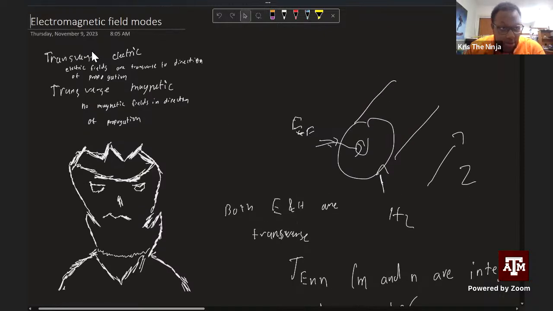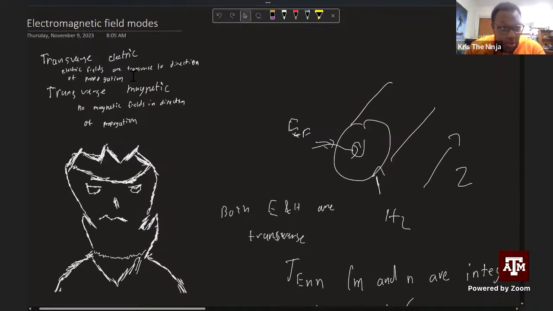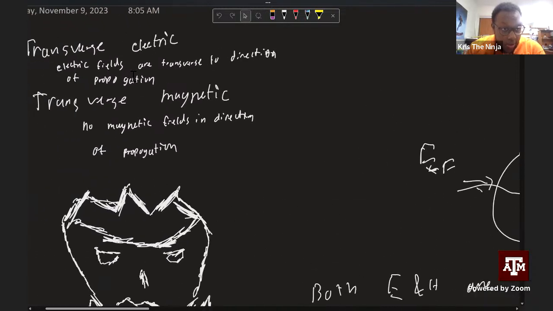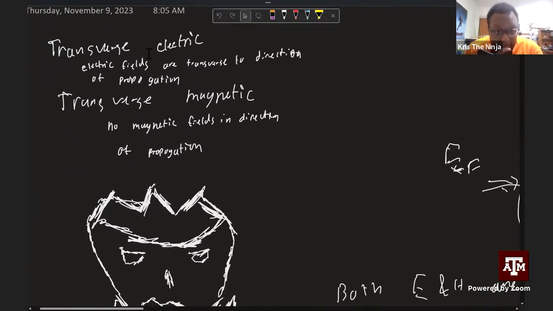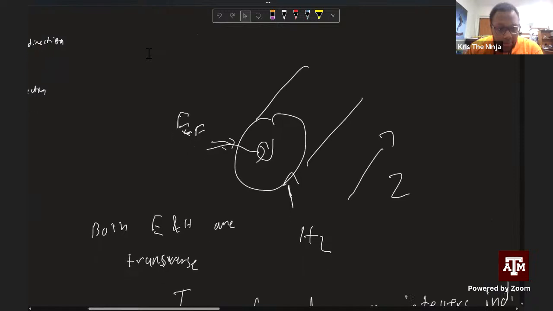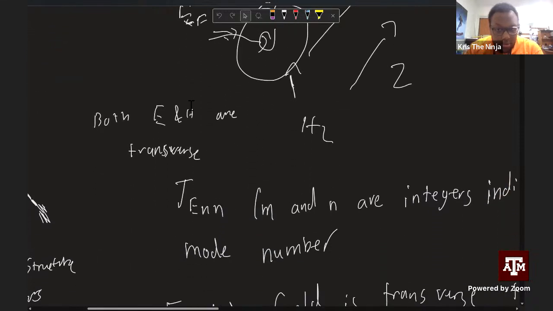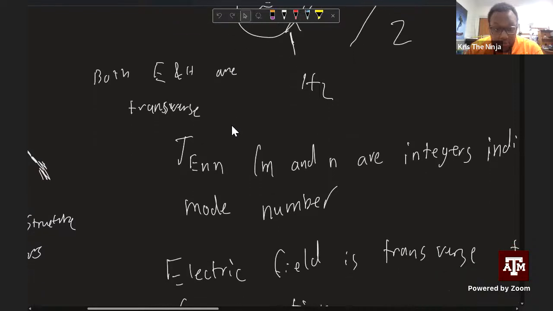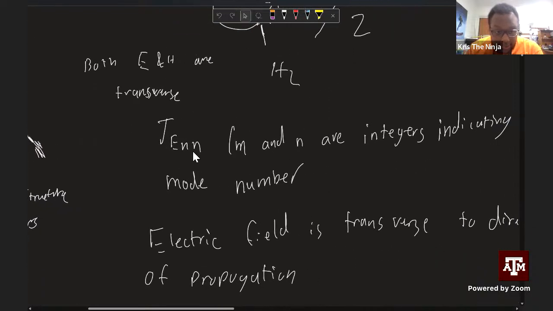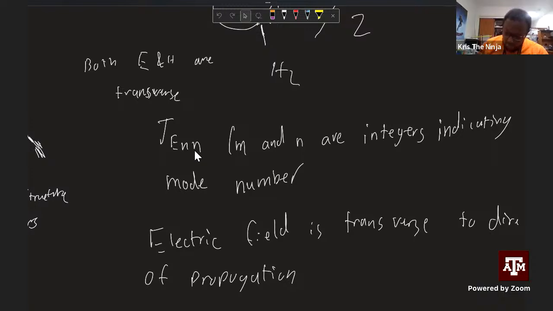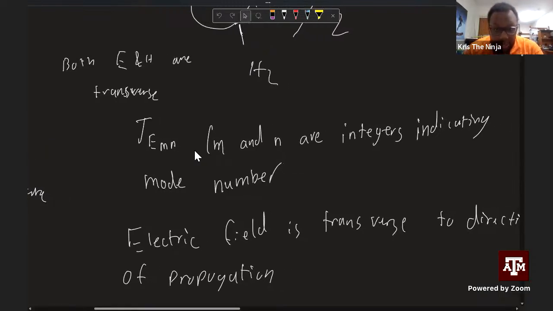This is essentially talking about how electromagnetic fields have different modes. So you have a transverse electric mode and a transverse magnetic mode, or TE and TM modes. With a coaxial cable, both E and H are transverse. So you see TEMN, that should be MN, not NN. M comes first in these scenarios, and they're integers indicating the mode number.